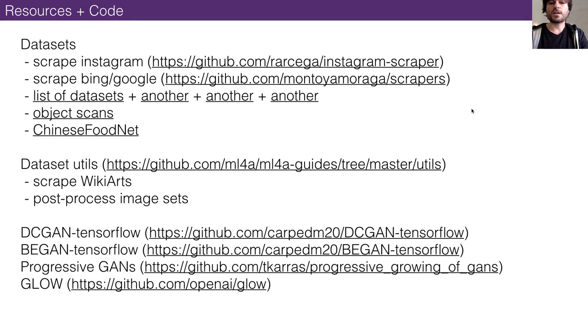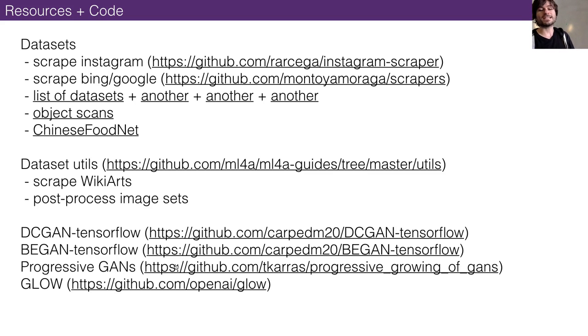Now, just a couple really quick things. So we just did DCGAN-tensorflow. The BGAN-tensorflow is made by the same guy, and it basically has almost the exact same interface. So you could potentially try to use this if you want. I haven't really used it, so I can't profess as to how good it is.